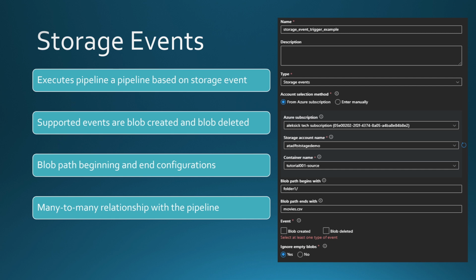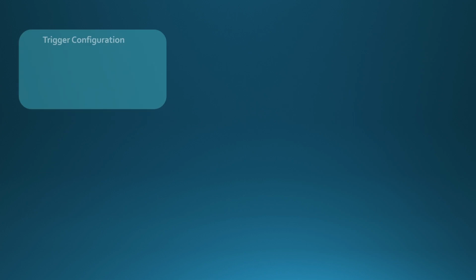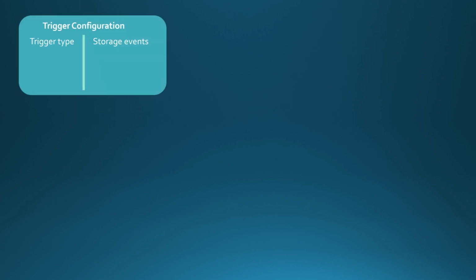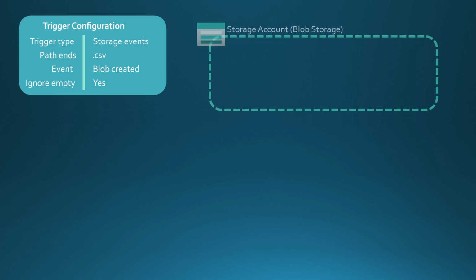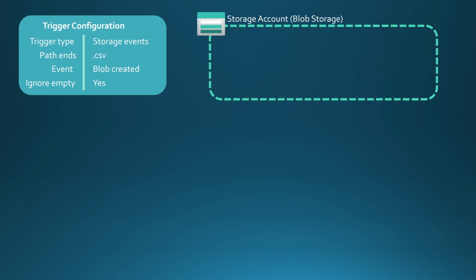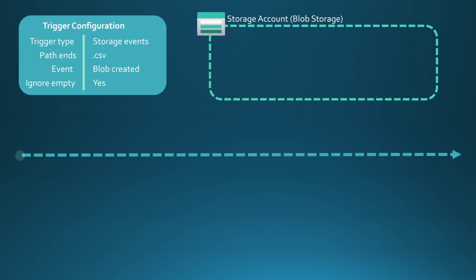Next, let's run this same visual timeline animation for this trigger in order to see how it actually works in the Data Factory. Let's start with our trigger configuration. Our trigger type is now going to be storage events, and we define that the blob path must end with .csv. And our event is going to be blob created. So we are only monitoring blobs that are being created to the storage account. And we are going to ignore empty blobs. So we are not allowing our trigger to fire if the blob is empty. Now let's start running our timeline here.